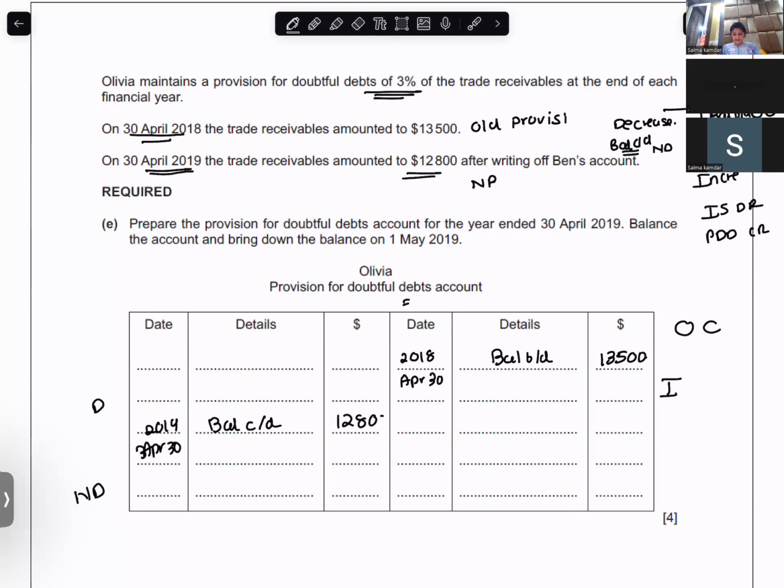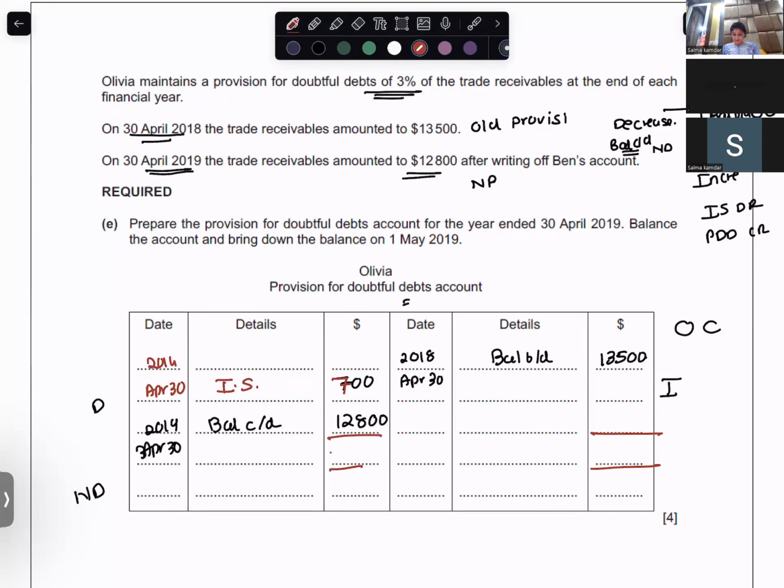Is it an increase or a decrease? It's a decrease. Decrease of how much? 700. So a decrease goes on the debit side on the last date. What will I write it as? Income statement, and this account should get a total. The income statement can also come as a balancing figure, but we can also find it logically. Do not forget to bring this down.